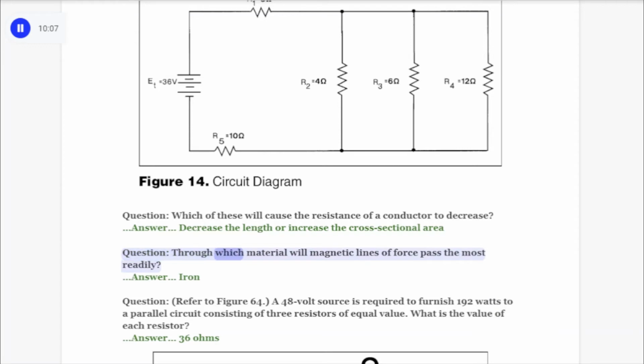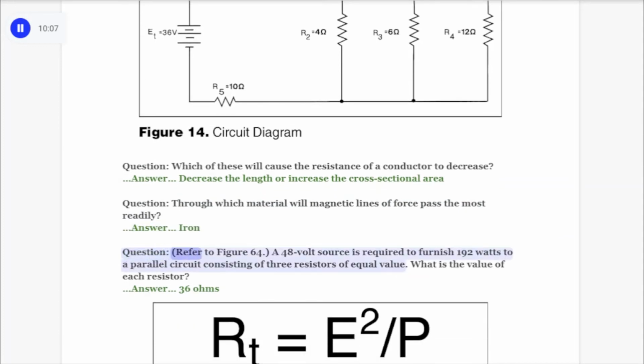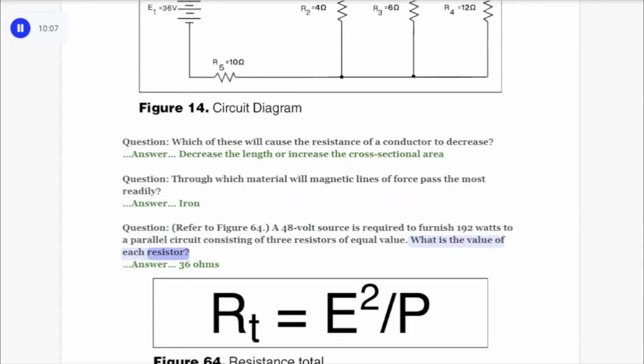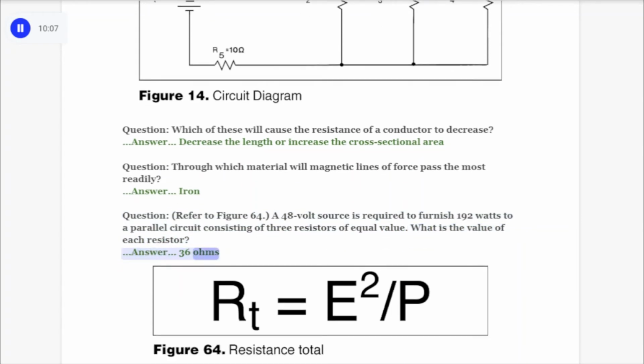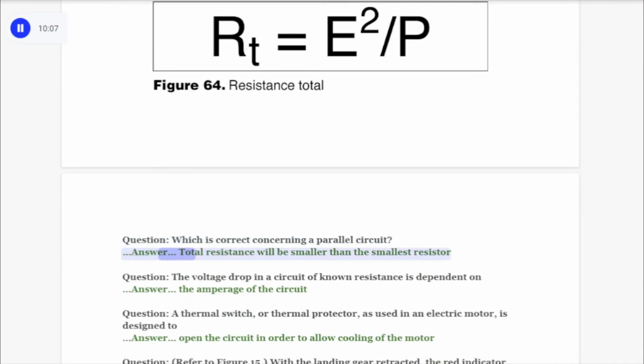Question. Through which material will magnetic lines of force pass the most readily? Answer. Iron. Question. Refer to Figure 64. A 48-volt source is required to furnish 192 watts to a parallel circuit consisting of 3 resistors of equal value. What is the value of each resistor? Answer. 36 ohms. Question. Which is correct concerning a parallel circuit? Answer. Total resistance will be smaller than the smallest resistor.